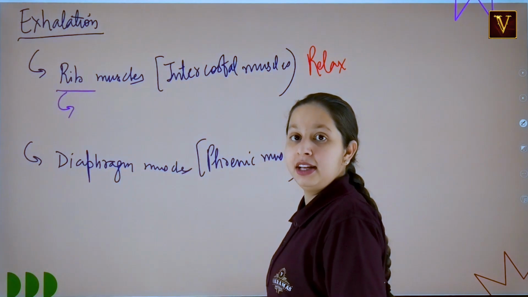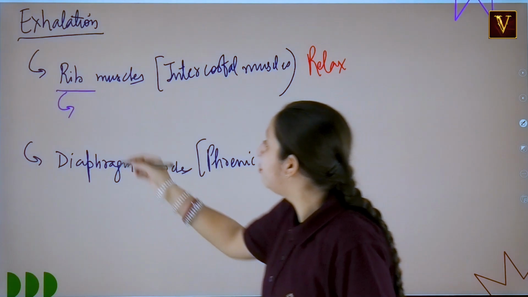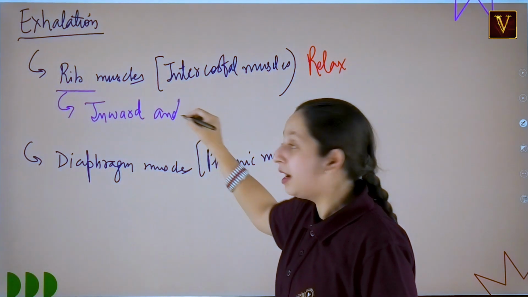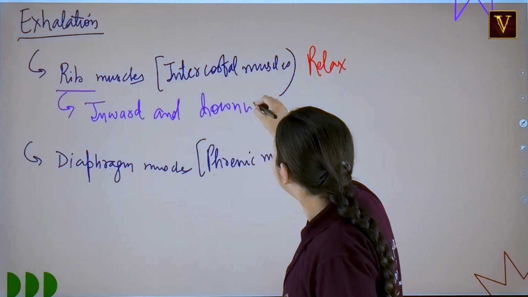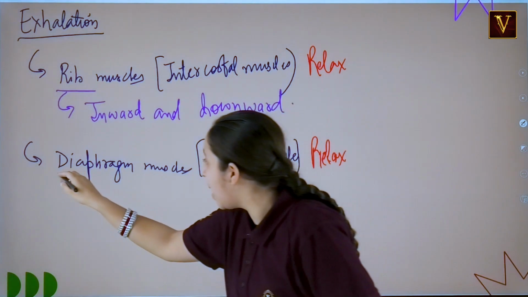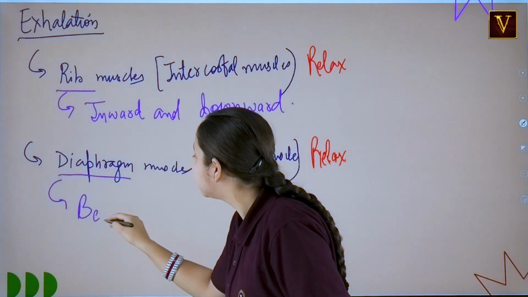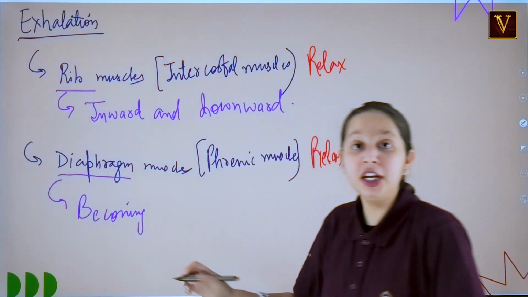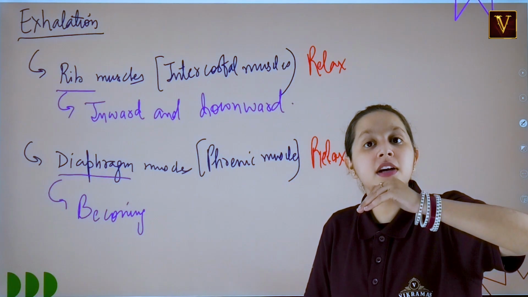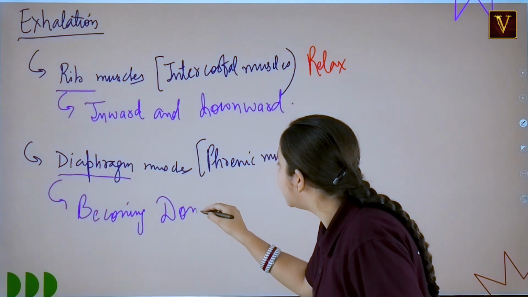The ribs are moving. See here, inhalation, exhalation. They are moving inward and downward. Am I right? You can check. They are moving inward and downward. And what is happening to the diaphragm now? Now the diaphragm is becoming dome shaped again. It was flattened during inhalation. Now it is again becoming dome shaped. Flat to dome shaped.